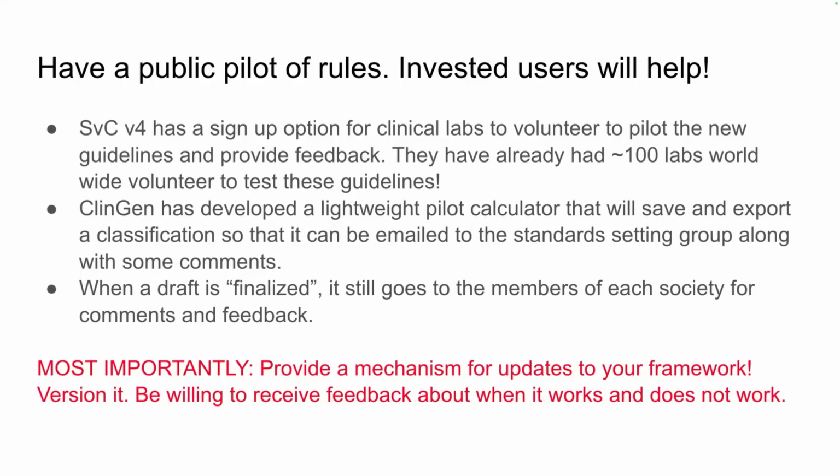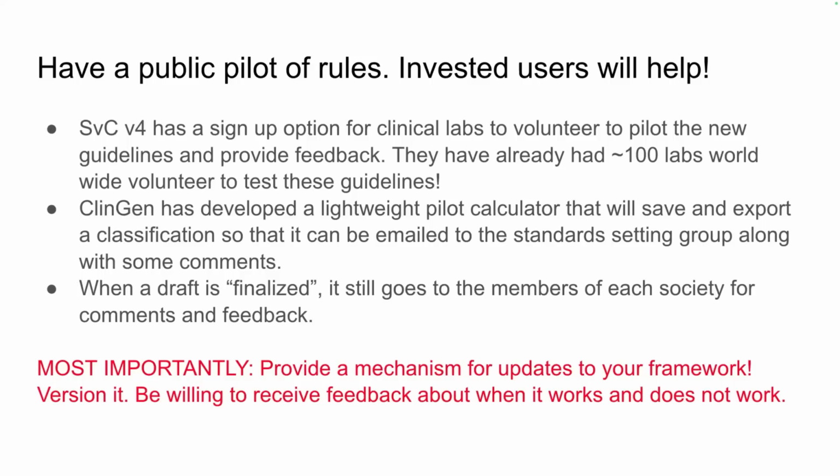We've developed in ClinGen a lightweight pilot calculator that will save and export the classifications so they can be emailed to the standard setting group along with some comments. And when a draft is finalized, it still goes to the members of each society for comments and feedback. So most importantly, provide a mechanism for updates to your framework, version it, and be willing to receive feedback about when it works and when it doesn't work.